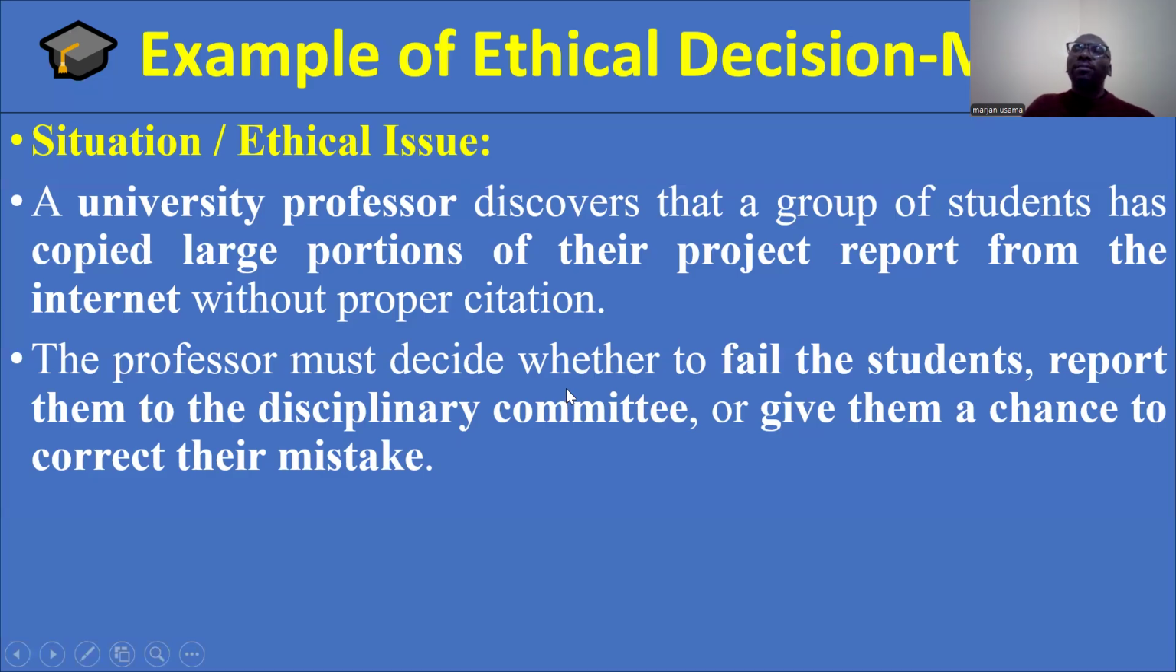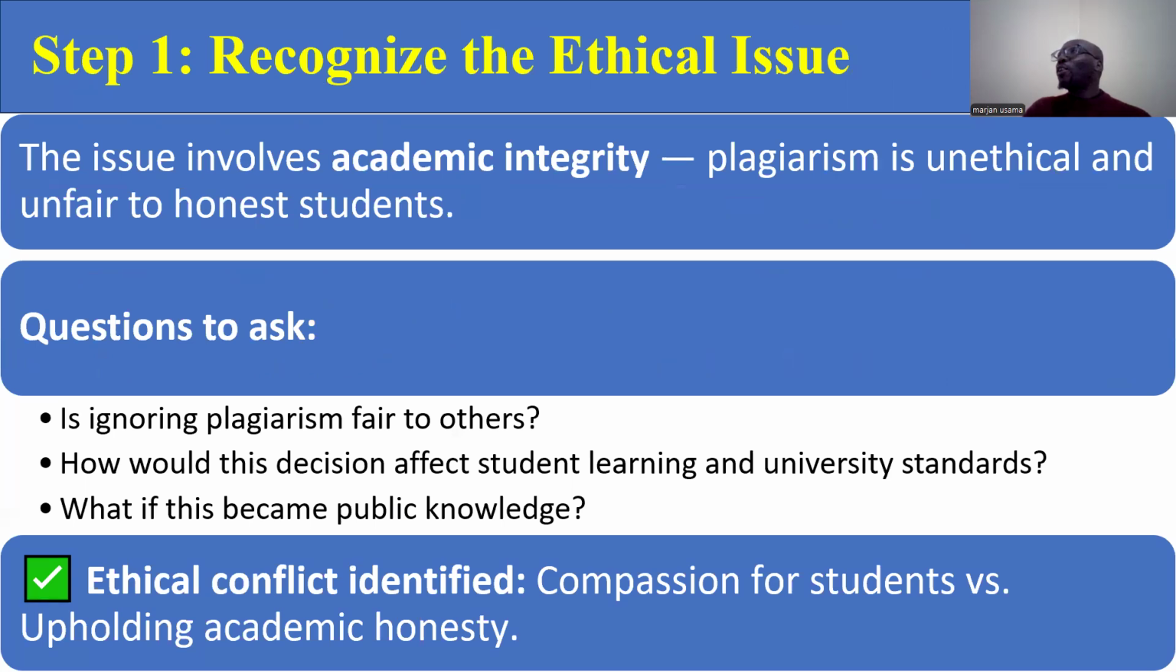So I need to follow the 6-step ethical decision making. So number 1, recognize the ethical issue. This issue revolves around academic integrity. Plagiarism is unethical and unfair to honest students. So question to ask, is ignoring plagiarism fair to others? If I decide to leave it as a teacher, is it right? How will this decision affect students' learning and university standards? What if this became public knowledge? What if the public knows about this?